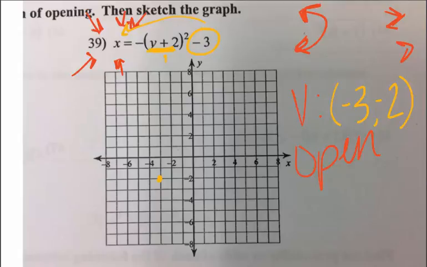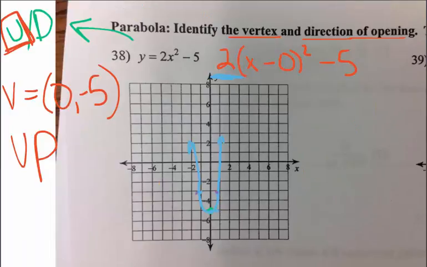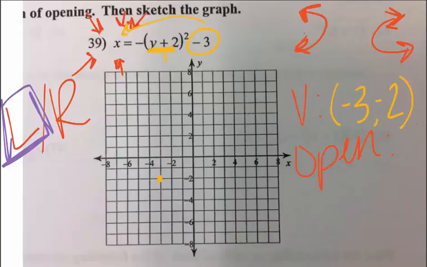And for the direction of opening, this is negative, but it's not going to open down. X equals parabolas go left or right, and if it's negative, that means I need to open towards all the negative numbers, and that would be to the left. If we go to the left, it looks like it's just a 1 in front. It's not a 2 or a 7 or anything. The 2 on 38, remember, we went up 2 points from our vertex. This one's just a 1, so I'm only going to go 1 to the left of my vertex, and I have to make it open to the left.